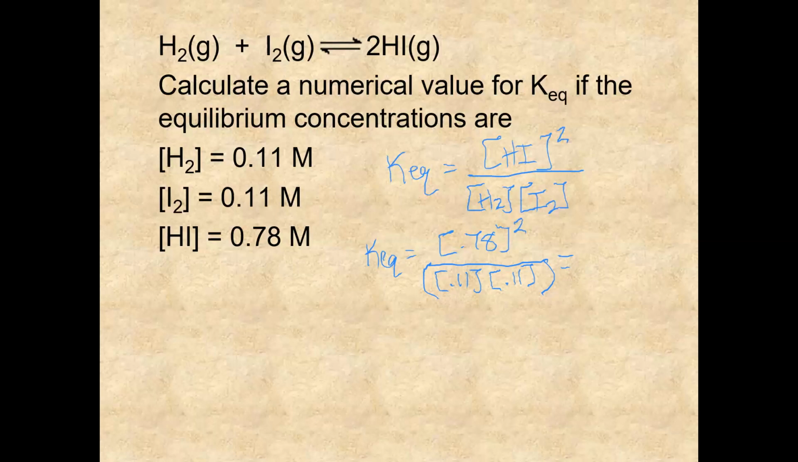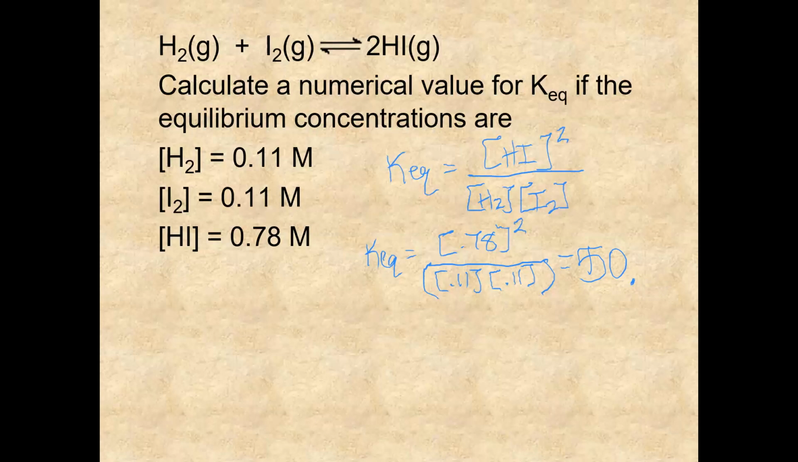And that gives us a K value. I'm going to do 2 sig figs since all of my concentrations were in 2 sig figs. I have a K value of 50, and I'm going to put a decimal, so that represents 2 sig figs. You do not have a unit for K.